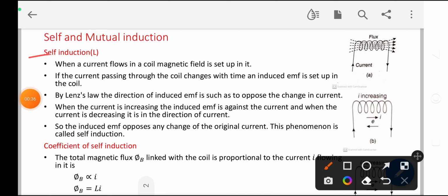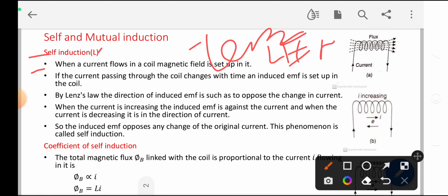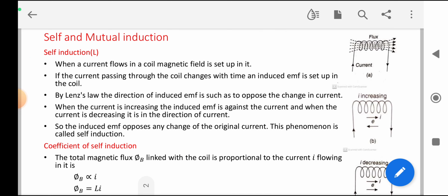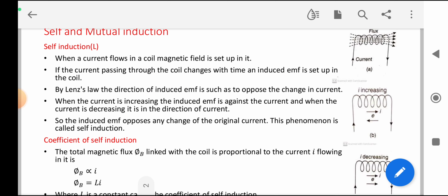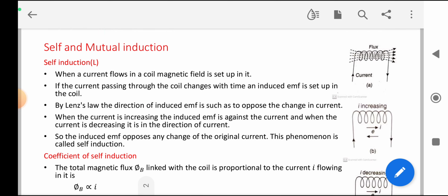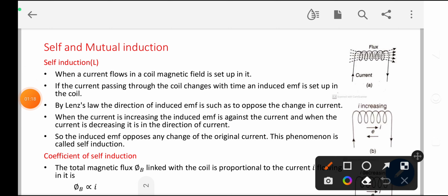First, self induction. Self induction is denoted by the symbol L. When a current flows in a coil, a magnetic field is set up in it. Self and mutual induction mostly work on the principle of Lenz's law. So before watching this video, please watch the Lenz's law video. I have already uploaded that video, and the link is provided below. So please watch that video first.